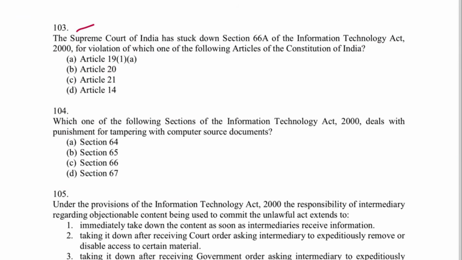Next, 103. The Supreme Court has struck down section 66A of IT Act for violation of which one of the following articles of the Constitution? Article 19(1)(a), freedom of speech and expression. A is the answer. And the case is Shreya Singhal versus Union of India.